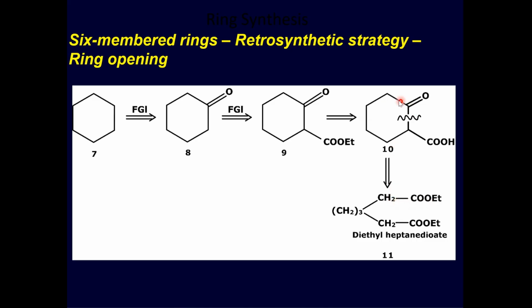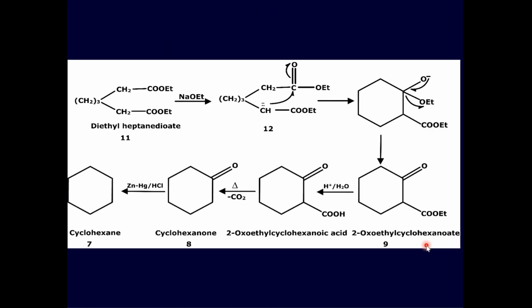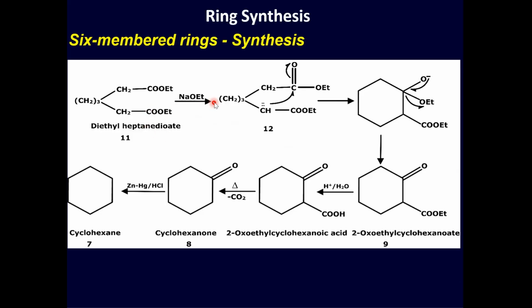1, 2, 3, 4. CH2, COOEt, CH2, C double bond O, OEt, 1, 2, 3. CH2 thrice and CH2, COOEt. Diethyl heptanedioate. I can take this and carry out the reaction. I take diethyl heptanedioate, treat with sodium ethoxide, Na plus, OEt minus, which abstracts the proton from the carbon over here, creating a carbanion.